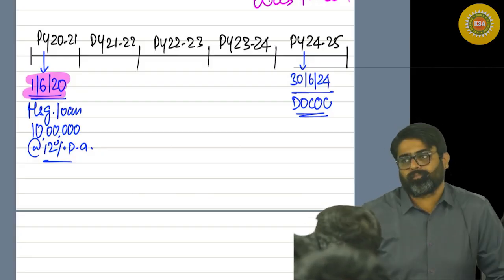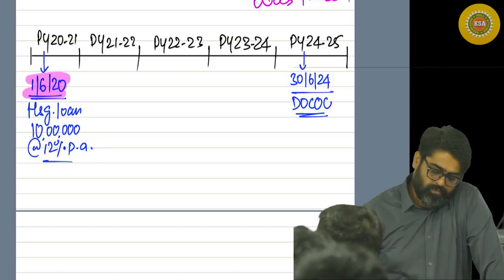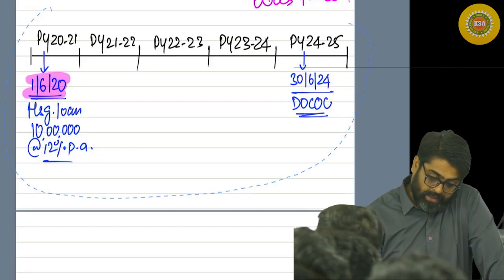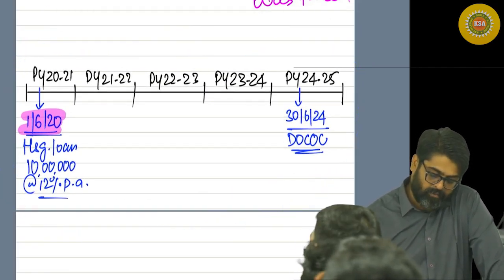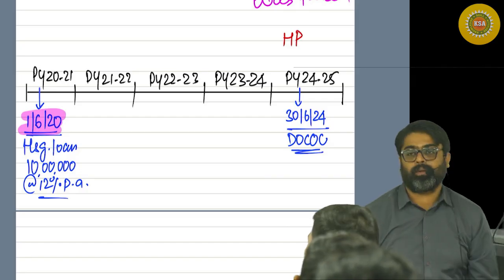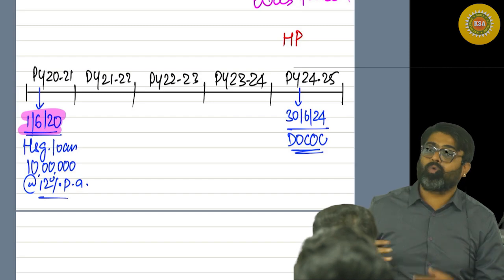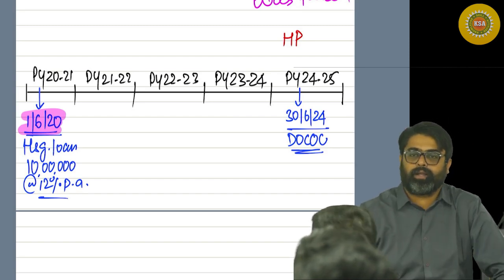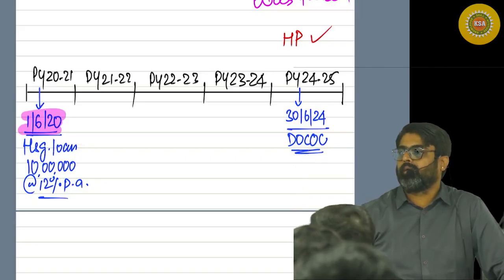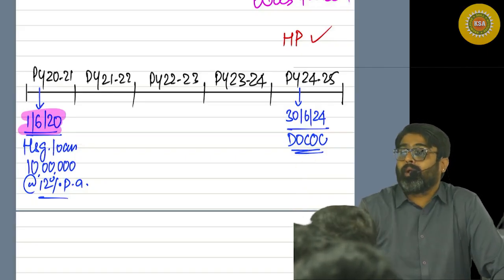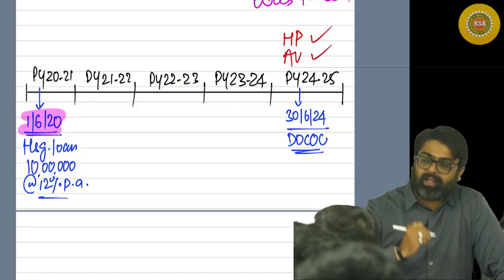Yes or no? Now tell me, in 24-25, my question, listen to my question very carefully, then only answer. In 24-25, do I have a house property? Construction is completed. Now do I have a house property in 24-25? Yes. I am the owner of this house property, and the house property is not used for my business or profession. So will I calculate the annual value of this property in this year?